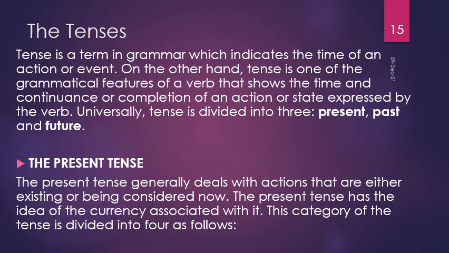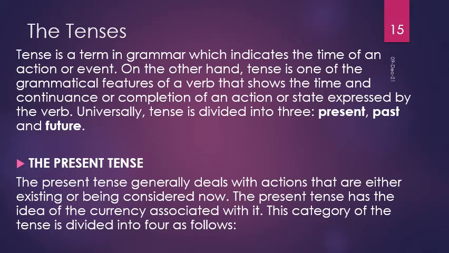The tenses. Tense is a term in grammar which indicates the time of an action or event. On the other hand, tense is one of the grammatical features of a verb that shows the time and continuance or completion of an action or state expressed by the verb. Universally, tense is divided into 3: present, past, and the future.